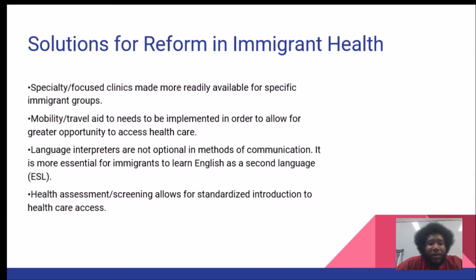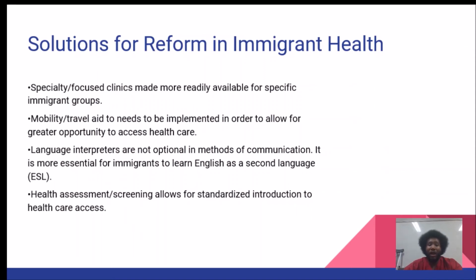Solutions for reform in immigrant health. Typically, you want to focus on specialty clinics that are made more readily available for specific immigrant groups. Mobility and travel is also an issue that needs to be addressed in order to allow for a greater opportunity for these migrants to access their health care. Though they are very migratory on foot, being in the United States, it helps if they're able to receive some type of transportation aid or help in order to get to these places to receive their care.